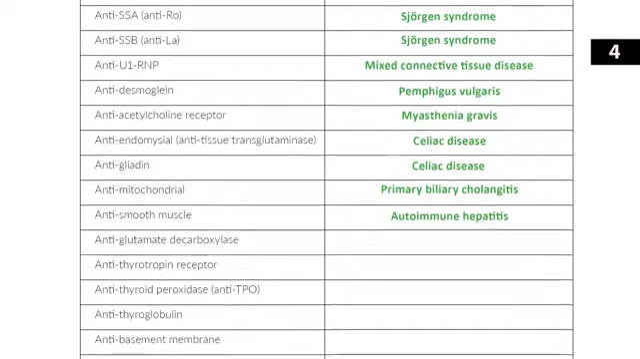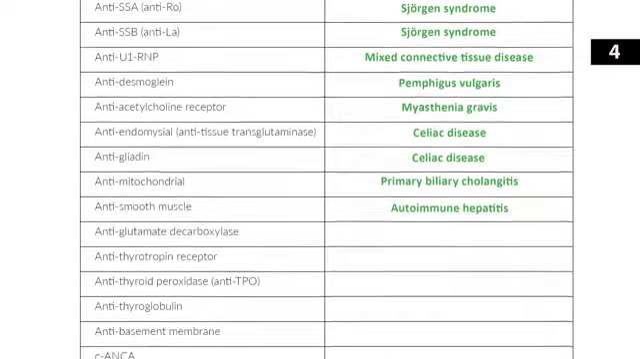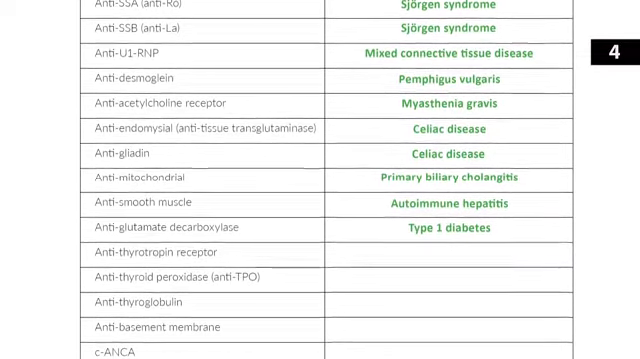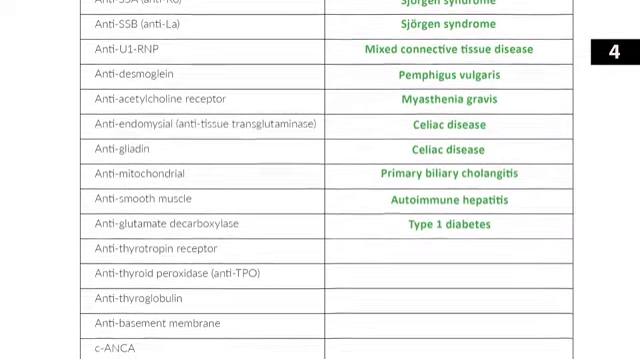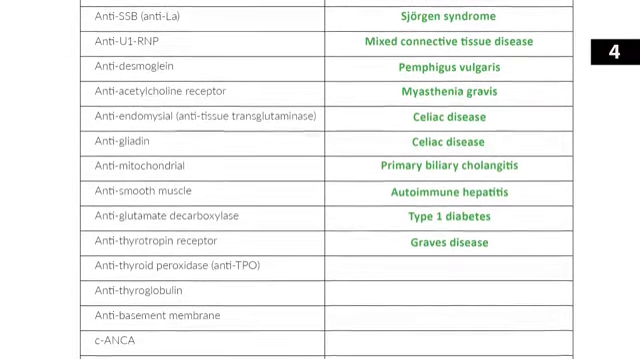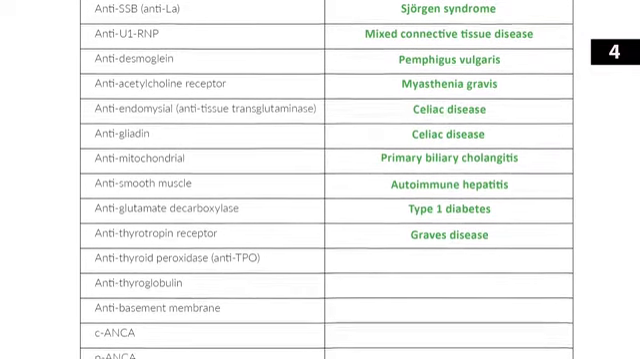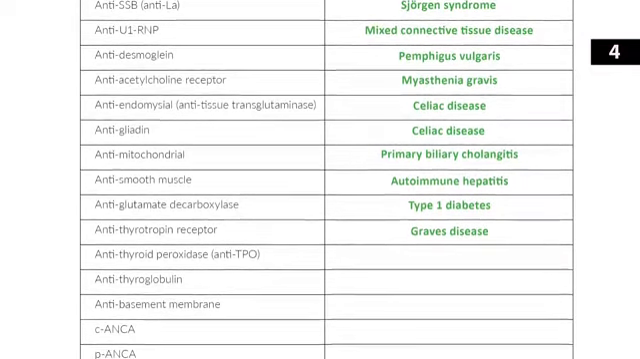Anti-mitochondrial antibodies are seen in primary biliary cholangitis, and anti-smooth muscle antibodies are seen in autoimmune hepatitis. In the endocrine system, anti-glutamate decarboxylase antibodies are sometimes seen with type 1 diabetes. Anti-thyrotropin receptor antibodies are seen in Graves' disease.